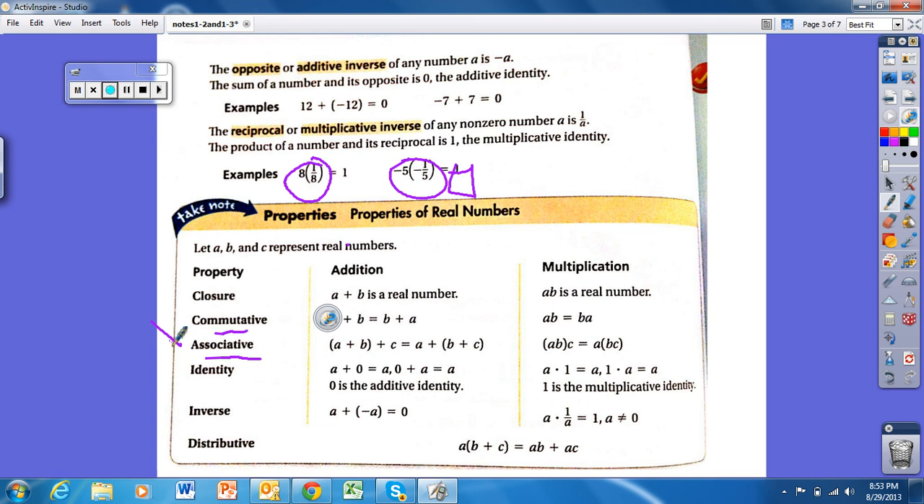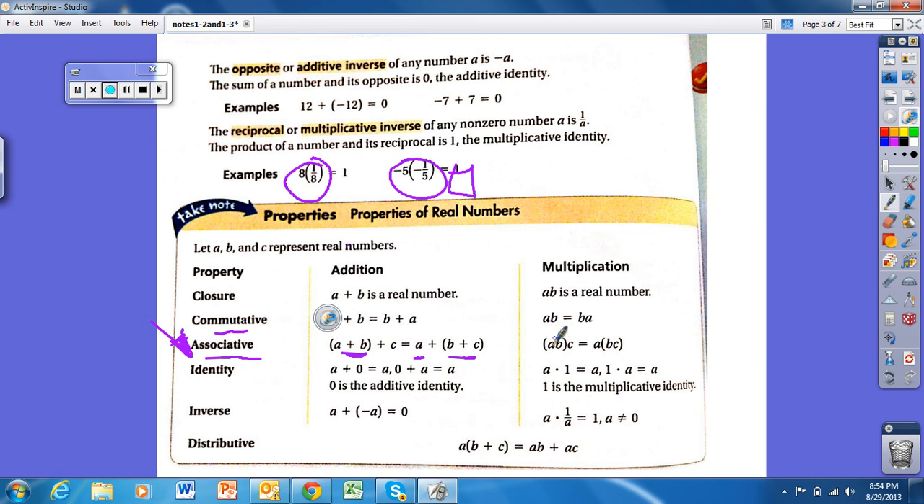If you think about the word associate, it's kind of like a group. It's who you hang with. It's what your group is. So the associative property groups things together. On the left, it's grouping A and B and adding C. On the right, it's grouping B and C and adding A. No matter what, whichever ones are grouped together, you're still going to get the same answer.